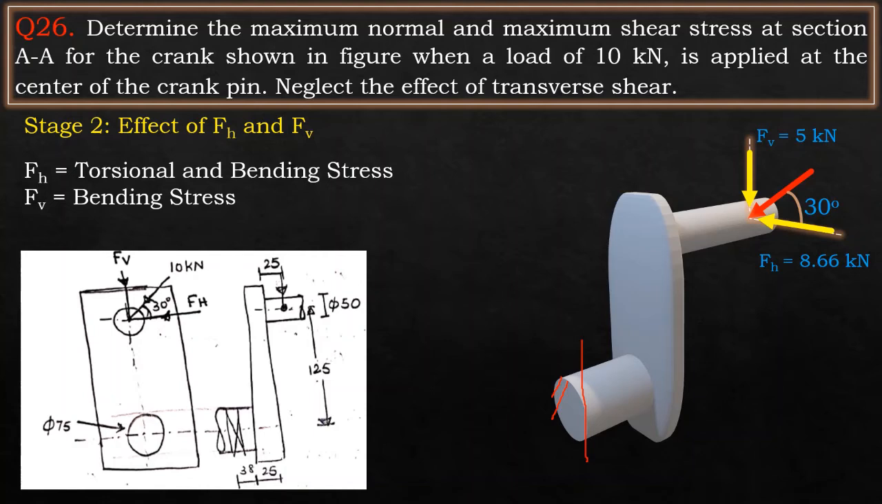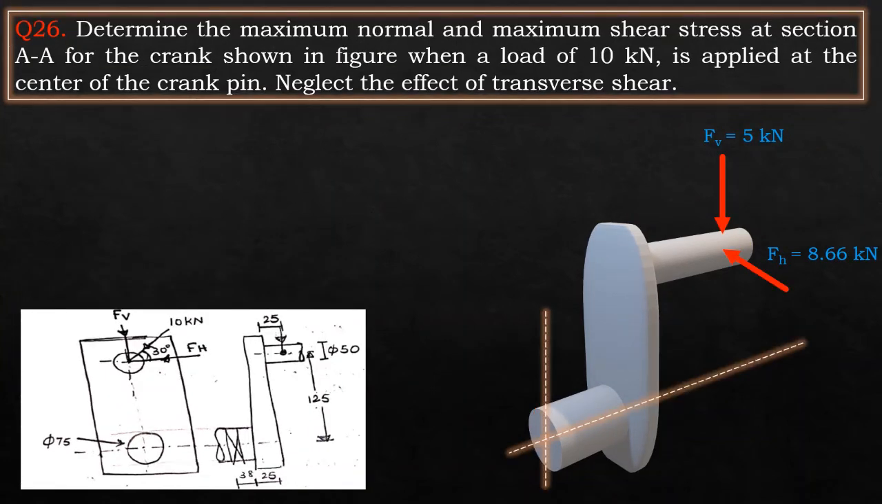But in case of Fv, if Fv alone is applied onto this crank, and since the Fv is exactly vertical onto the crank pin, the overall effect of Fv will be only bending stress, and because of the vertical component there may not be any rotation. So the effect of Fv is to create only bending stress. Let us now start determining bending stress and torsional stress individually.